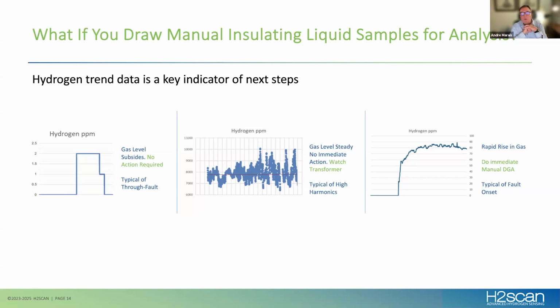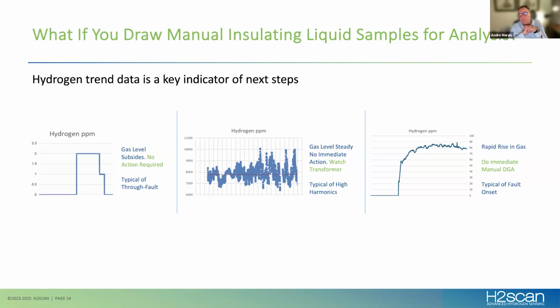The second transformer, although you can see the hydrogen production levels are very high, the gas level is very steady. With it being steady, there's no immediate action required, although this transformer certainly would benefit from degassing. Because of its level, we'll put it onto the watch list and keep a very close eye on it to make sure that the rate of production doesn't change over time, until we can get that transformer degassed and cleaned up, perhaps with new insulating liquids put in.